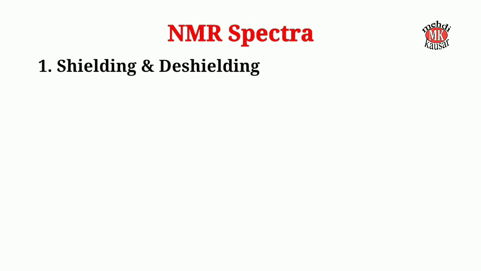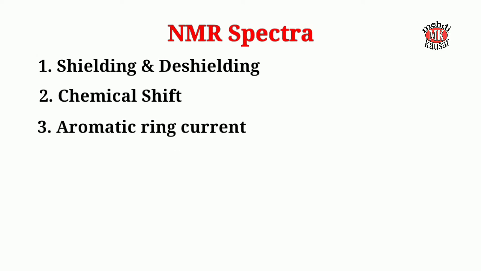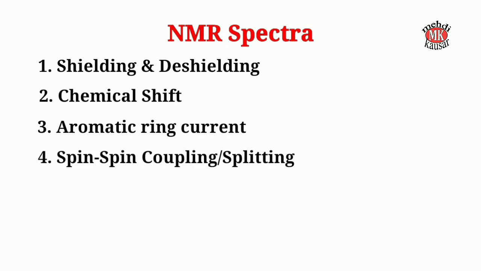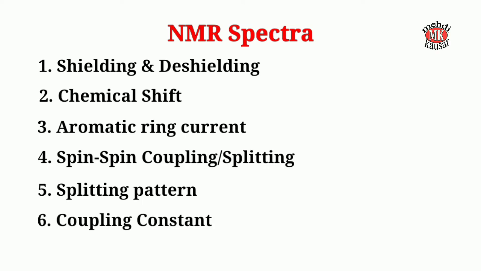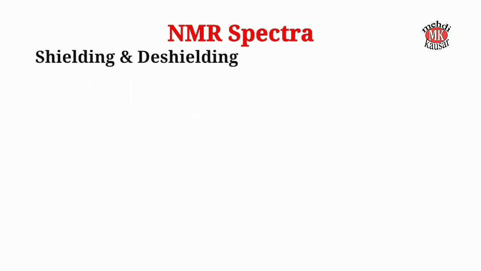To understand the pattern of NMR spectra of a molecule, we have to understand some terms which are shielding and deshielding, chemical shift, aromatic ring current, spin-spin coupling or splitting pattern, and coupling constant. Let us first discuss shielding and deshielding.